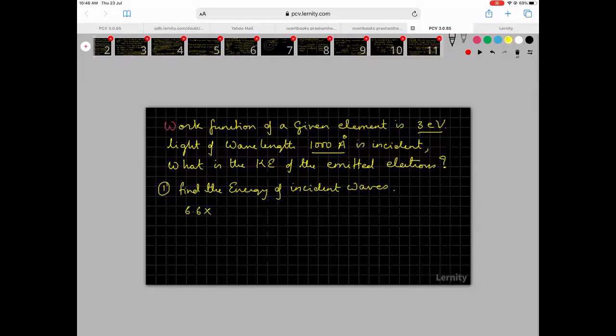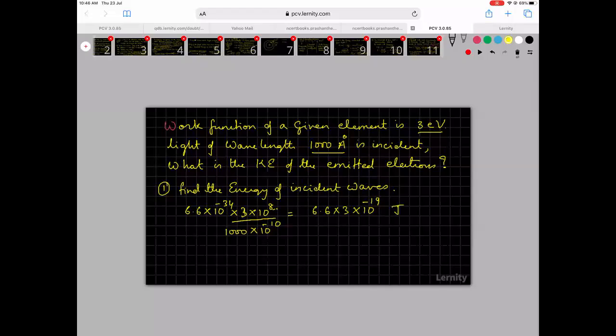So 6.6 into 10 power minus 34 into 1000 into 3 into 10 power 8 divided by 1000 into 10 power minus 10. When I work with this, it becomes 6.6 into 3 into 10 power minus 19. This will go up, become 18. These three will go, become 15. 34 minus 15 is minus 19. So 6.6 into 3 into 10 power minus 19 joules.